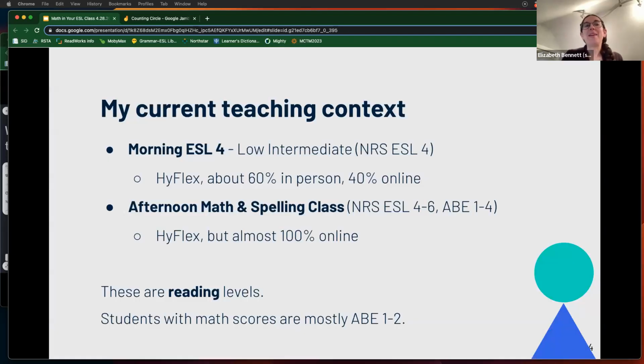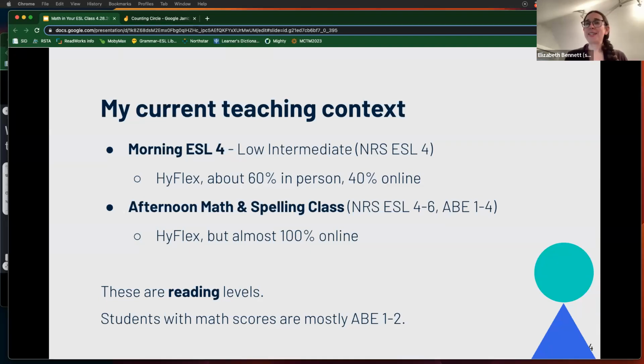Currently this year, I am teaching a morning ESL 4 class. So that's like low intermediate ESL. It's a HyFlex class, and I would say it varies day to day, but usually about 60% of my students are in person and 40% online.